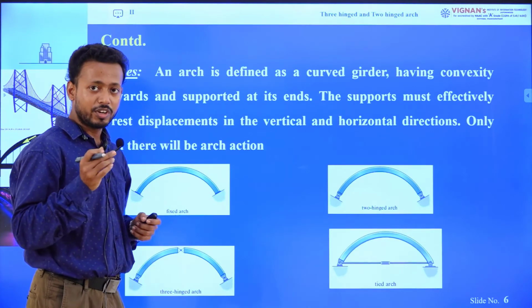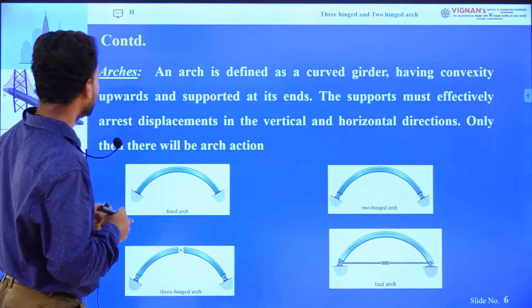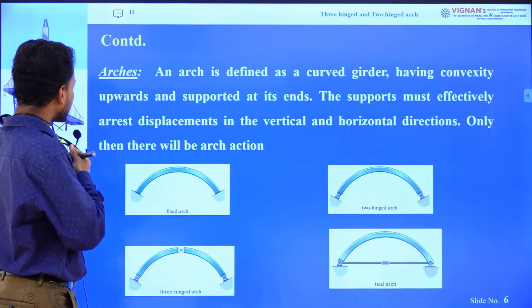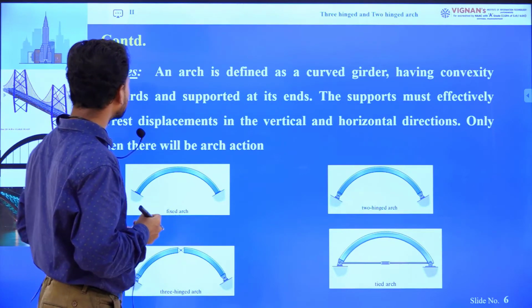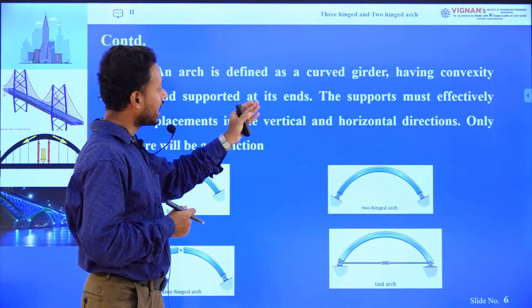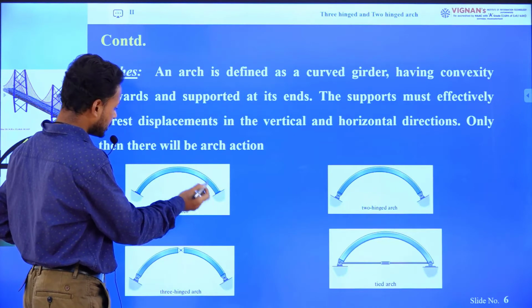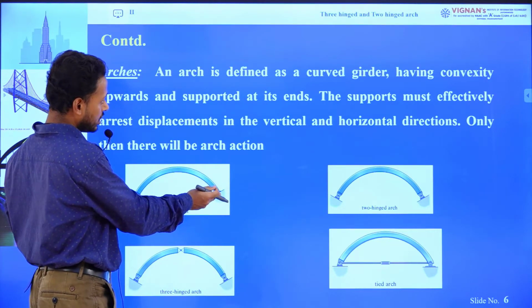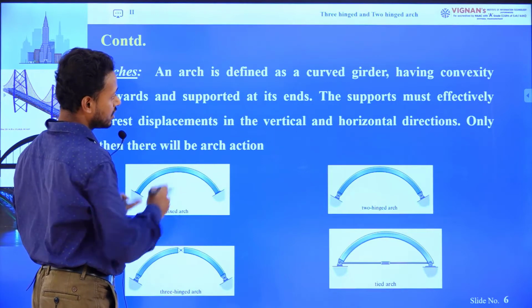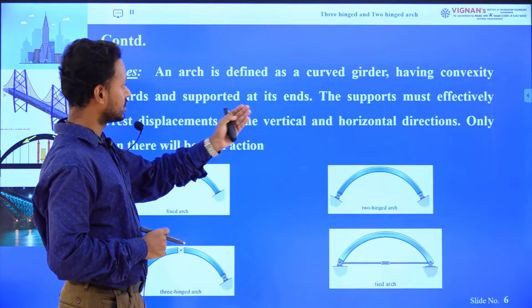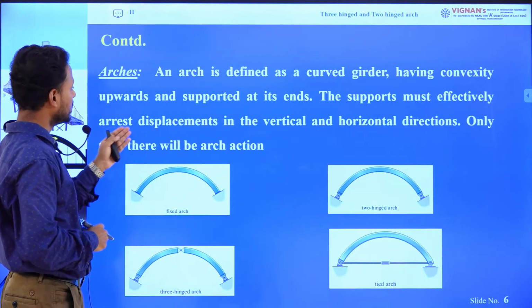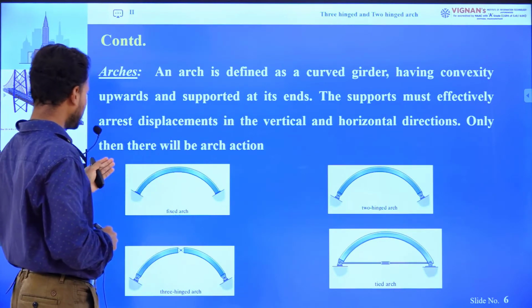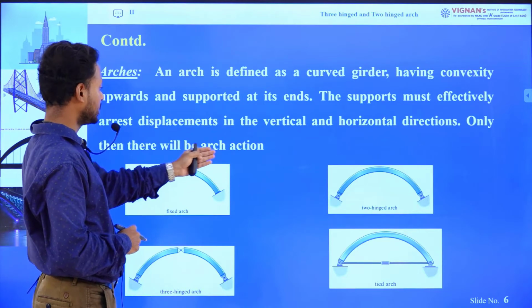Now come to the definition. What is an arch structure? An arch is defined as a curved girder having convexity upwards and supported at its ends. It has a convex shape in the upward direction and is supported at its ends. The supports must effectively arrest displacement in the vertical and horizontal direction. Only then will there be an arch action.